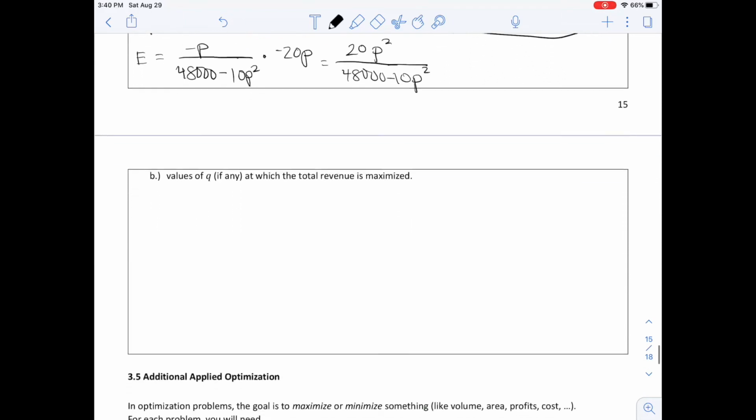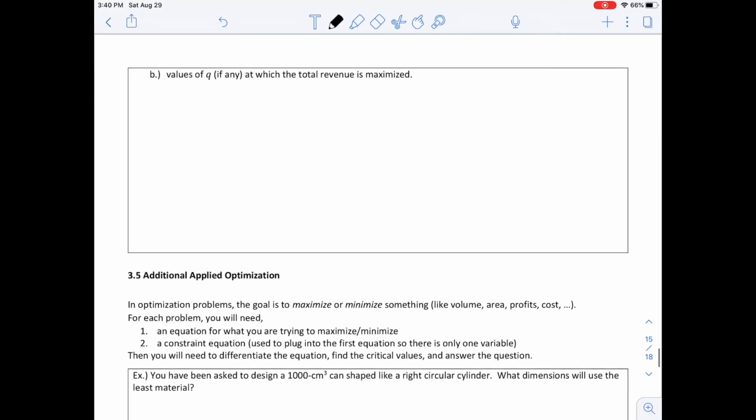Part B, same problem, it continues on to the next page. It says values of Q, if any, at which the total revenue is maximized. So in order to find out where our total revenue is maximized, those values of Q, we need to look at when E is equal to 1. So we have unit elasticity.